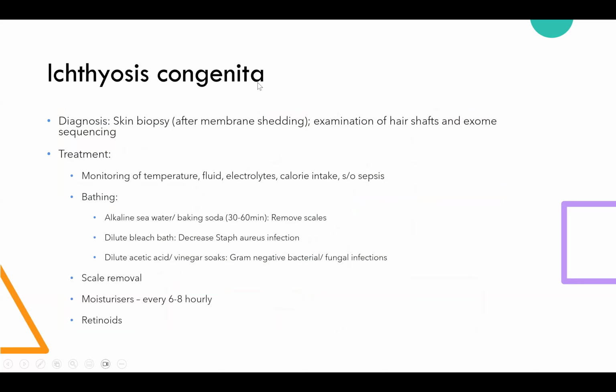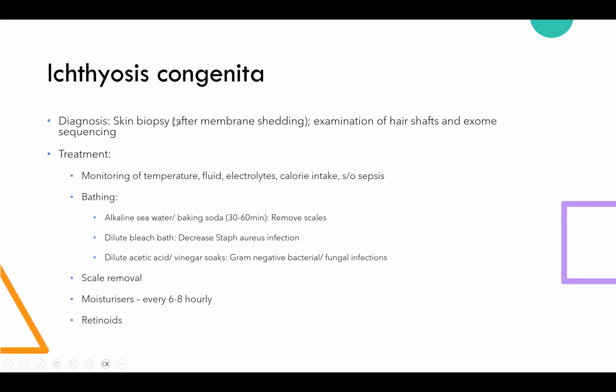So one type of colloidal membrane we'll be discussing is ichthyosis congenita. This can be, as discussed previously, syndromic or non-syndromic. Syndromic is associated with other systemic manifestations, and non-syndromic can have different patterns of inheritance. They can present differently phenotypically and have different prognosis.